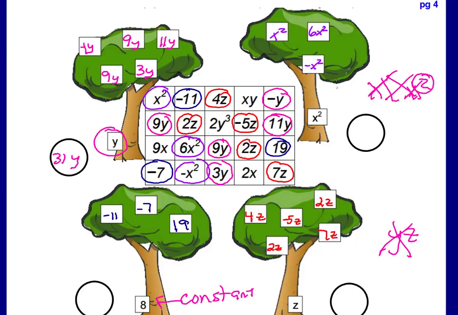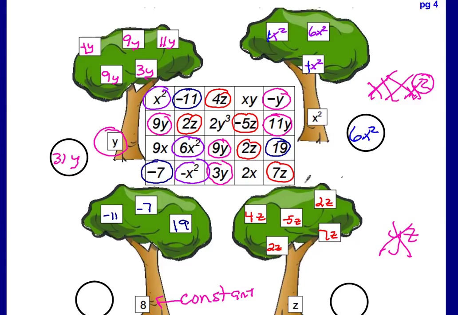Okay, let's see how you did. Let's go to our x squared tree. If you look, the like terms are x squared, 6x squared, and negative x squared. If we combine their coefficients, the x squared has a positive 1 coefficient. Negative x squared is really a negative 1. So these two cancel out, they make a 0 pair. A positive 1 and a negative 1 make a 0. That leaves us with 6x squared. So our combined answer would be 6x squared.